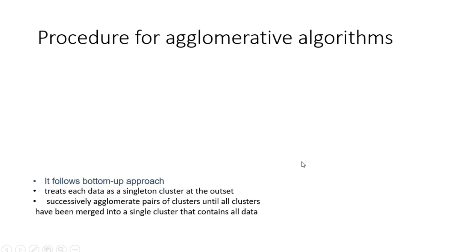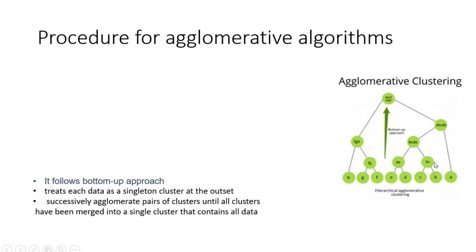Now let's look into the procedure of the agglomerative method. As I said, agglomerative means we merge the clusters. Initially I will have, let's say, 3 clusters. I will merge cluster 1 and cluster 2 and form a bigger cluster. Then that cluster I will merge with cluster 3. So basically it's a bottom-up approach. It's something like this.